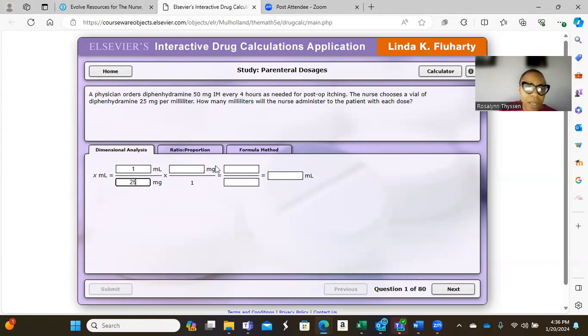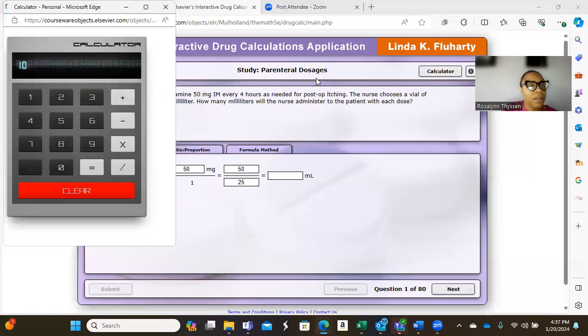Milligrams at the bottom. I know it has to go at the top. My order is in milligrams. So how many milligrams do I need? 50. Throw that over 1. Multiply straight across. 1 times 50 is 50. 25 times 1 is 25. Right? I can go to my handy dandy calculator.